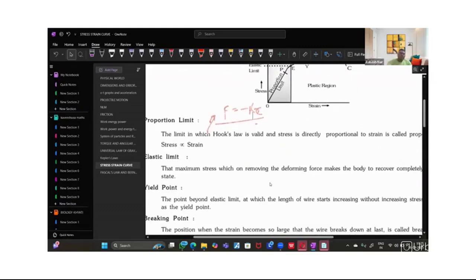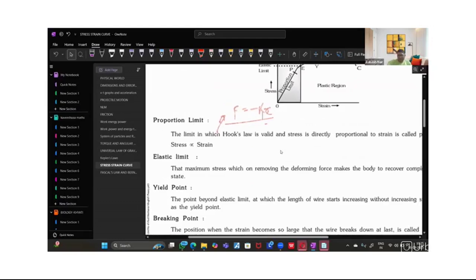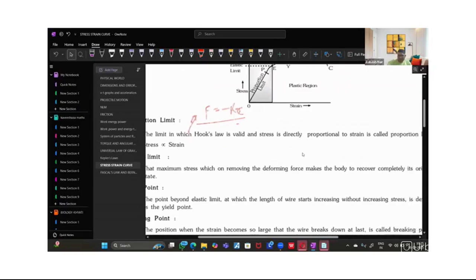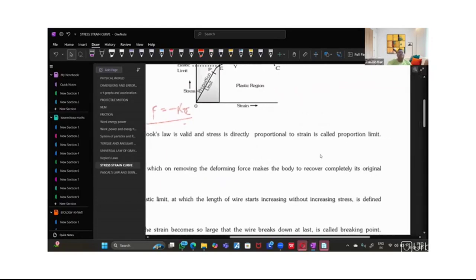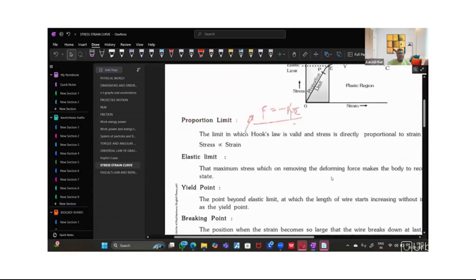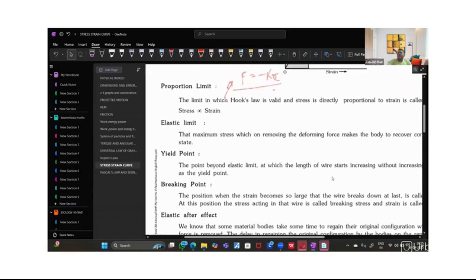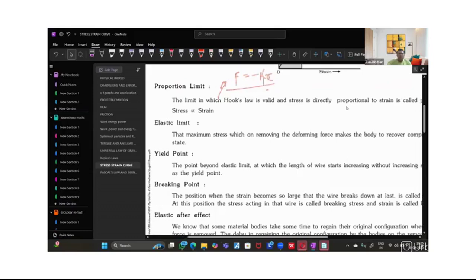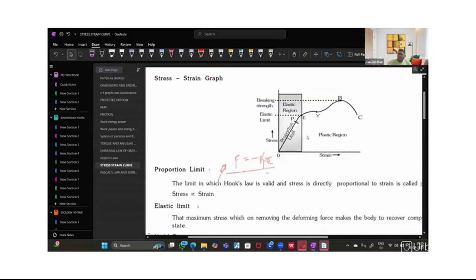Elastic limit. These are certain terms which a candidate must know before appearing in the exams. Elastic limit is the maximum stress which, on removing the deforming force, will make the body recover completely its original state. Yield point is the point beyond the elastic limit. If this is the elastic limit, the elastic region, this is the point beyond it. Beyond means above.